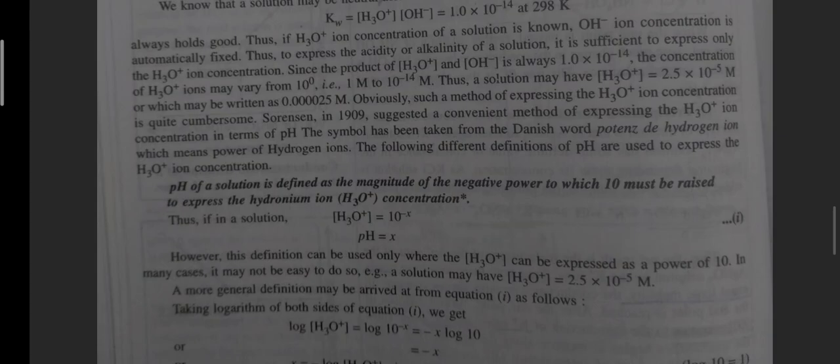For example, a solution may have a hydronium ion concentration equal to 2.5 into 10 raised to power minus 5 molar. Taking logarithm on both sides of the equation, we get the final result: pH is equal to minus log of the concentration of hydronium ion. pH may be defined as the negative logarithm of hydronium ion concentration.